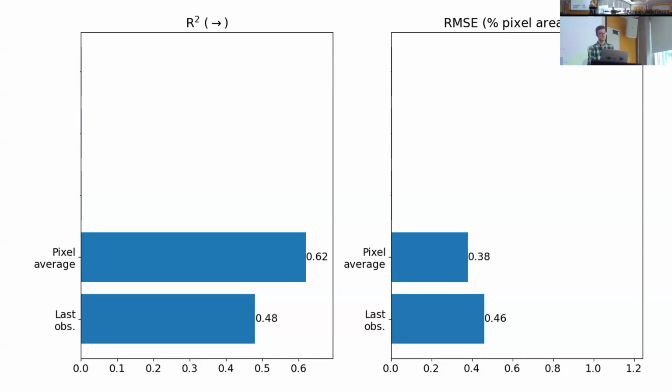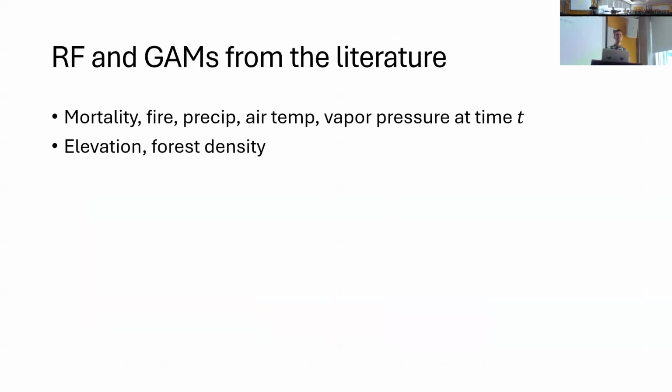So what have people in the literature done? Well, random forest and generalized additive models. If you have an arbitrary data set, these two model architectures work really, really well, and are a pretty solid baseline for how well you can expect to perform, assuming you aren't doing deep learning or some other more complex thing.